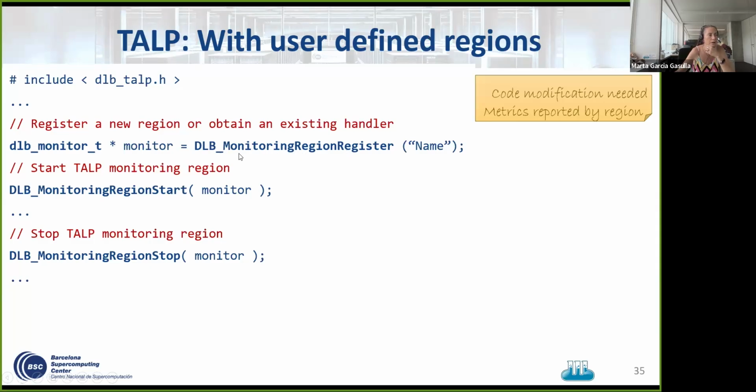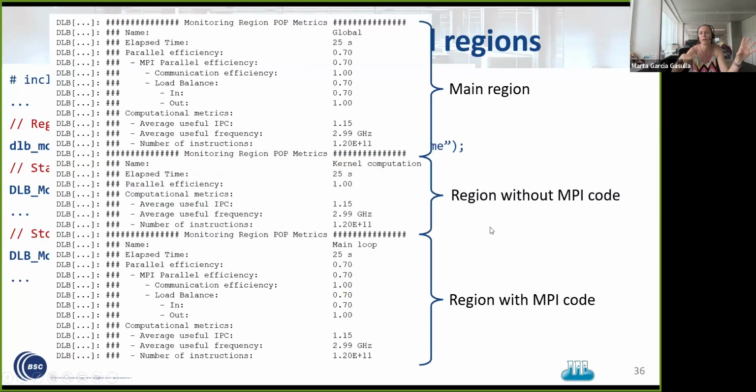We register a monitoring region with a name, and then we can start and stop whenever we want, and we will compute the metrics just for this part that I'm monitoring. What I will get if I do this and I run the same way that I was showing before is an output like this one. I will get the output for the global region, the same one as before, for the whole run, but I also get metrics for the different regions that I have annotated on the code.